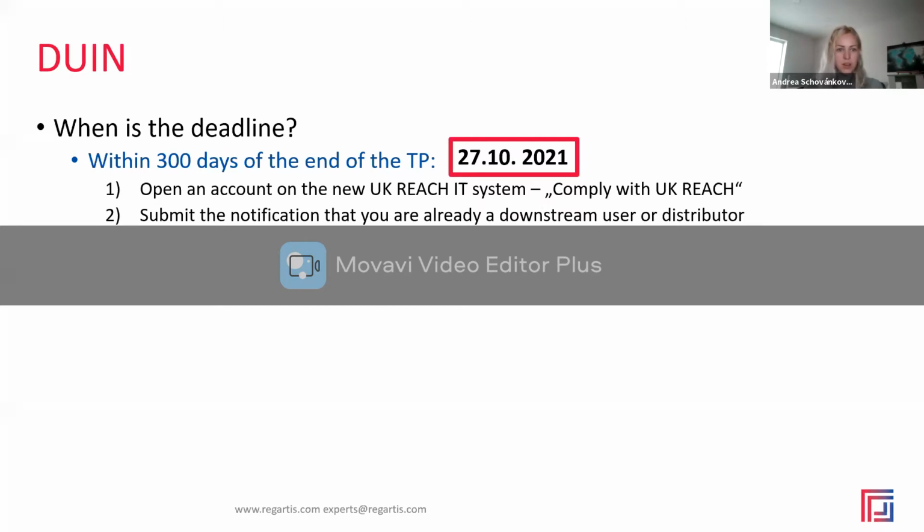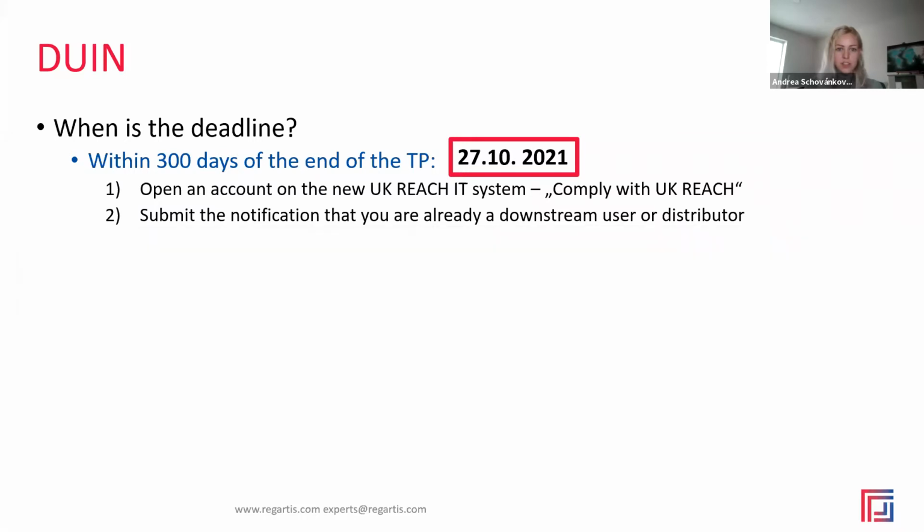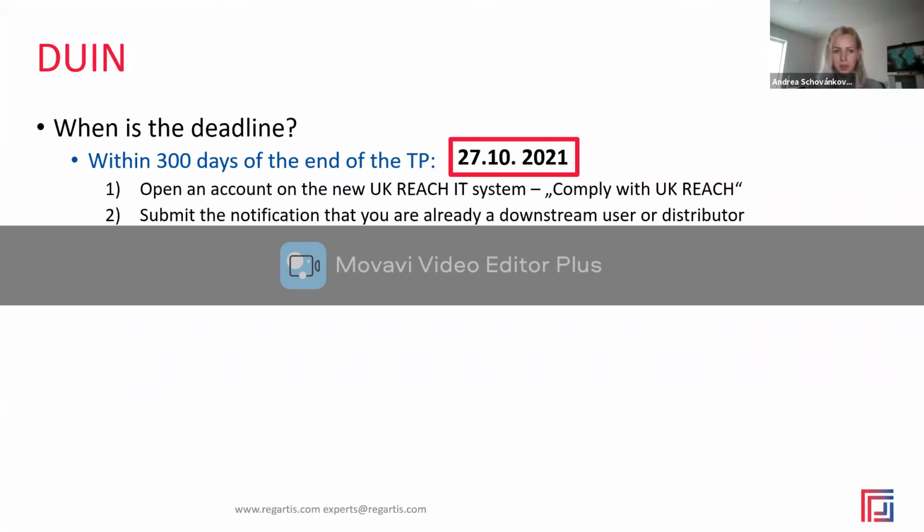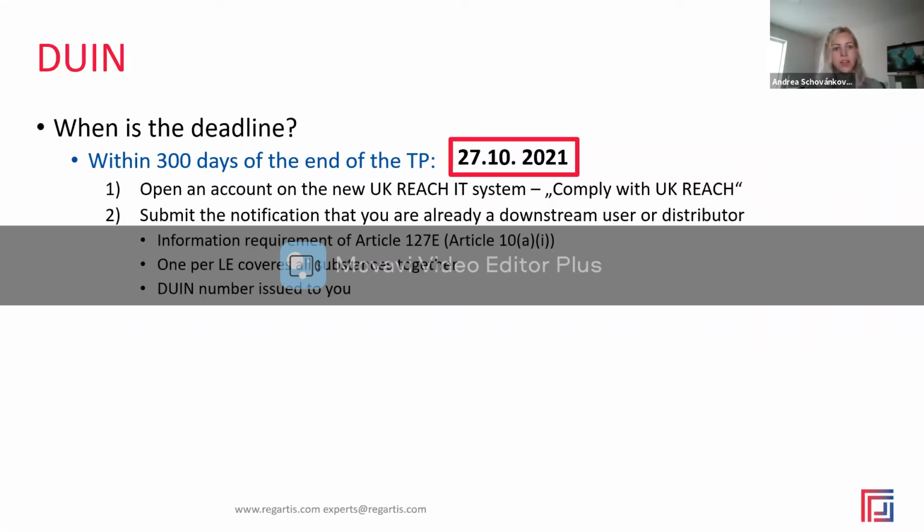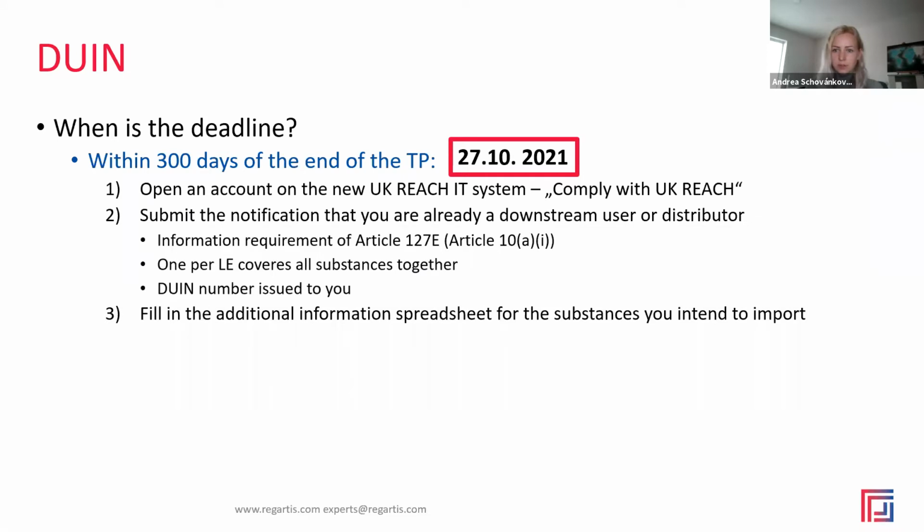Then you will submit the notification. I will show you that as well. You will get the downstream user import notification number by claiming you are the downstream user or distributor, and you will then fill in the additional information spreadsheet for the substances that you are importing and you intend to continue importing to Great Britain.